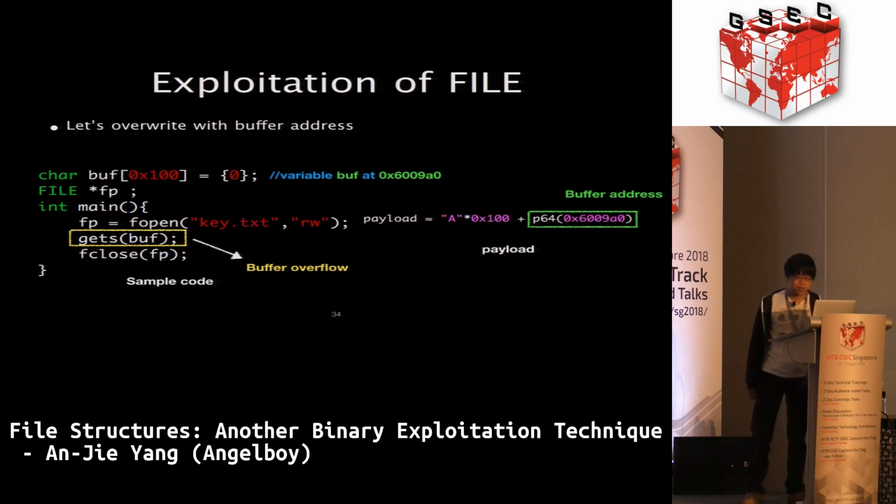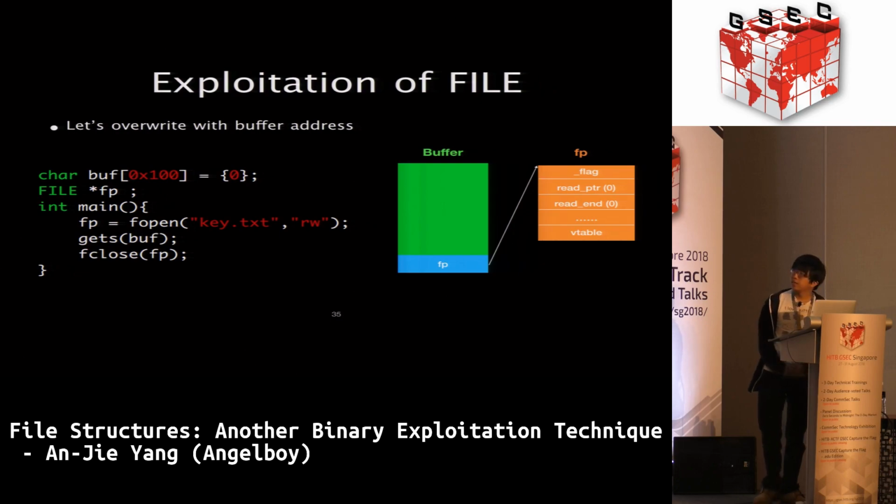Let's use a simple case to explain how to control the flow with the file structure. It is a buffer overflow vulnerability in our sample code. It does not check the length of user input, so that we can overwrite the file pointer. In the beginning, the program is shown in the picture. The file pointer points to a normal file structure.